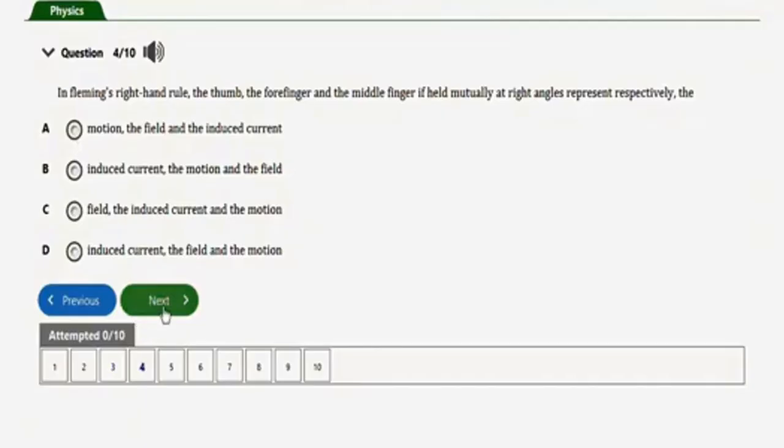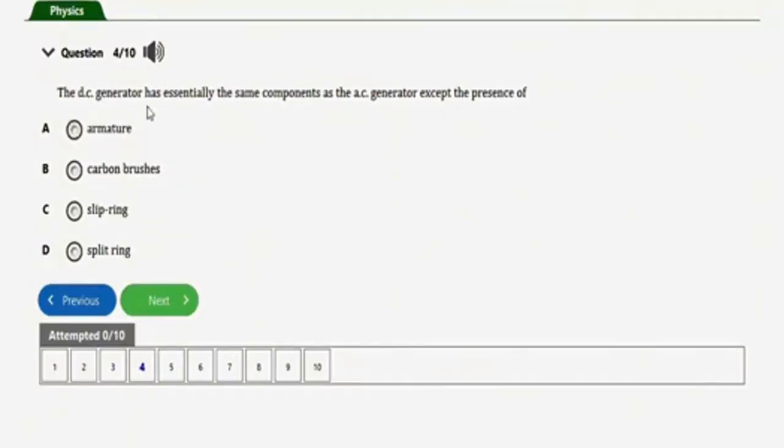The next one is this one. It says the DC generator has essentially the same components as the AC generator, except the presence of a real armature, carbon brushes, slip ring, split ring. So the right option is option D, which is split ring.